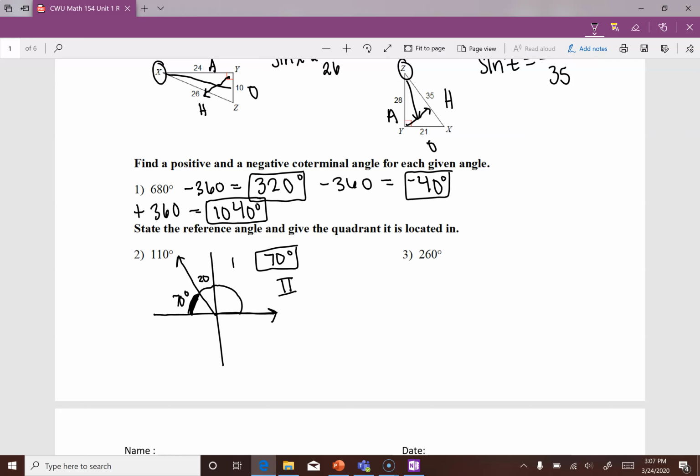How do I remember that? This is 1, this is 2, this is 3, and this is 4. All right, taking a look at 260, I know that if I start here and I go 90, 180, and not quite 270, I know that I've stopped 10 degrees short, which means I've got 80 degrees here. So 80 degrees is my reference angle because I care about from the x-axis down to my terminal side. And what quadrant is that? That is in quadrant 3.